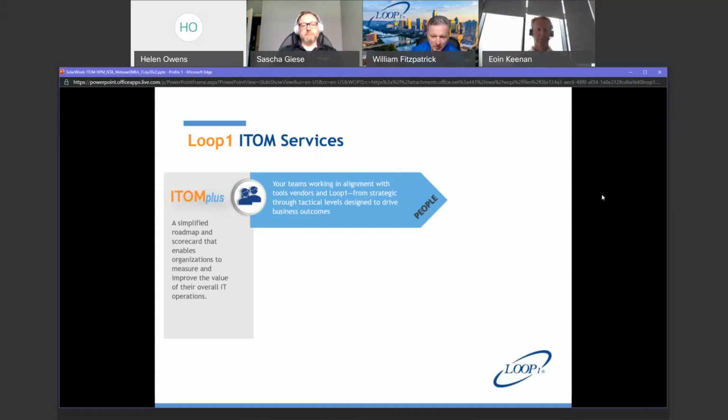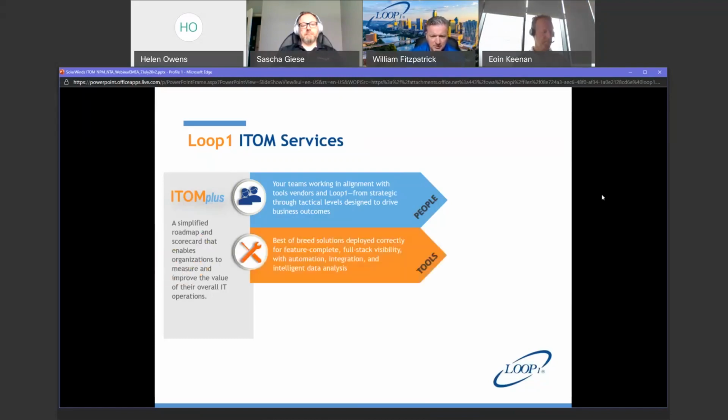From a Loop1 perspective, we want to bring that strategic conversation back to the tools so that we can ensure that we have integration, automation, and scalable architecture to cover the most complex deployments in the world, as well as optimized deployments of any size that are mature and functioning to the best of their ability.